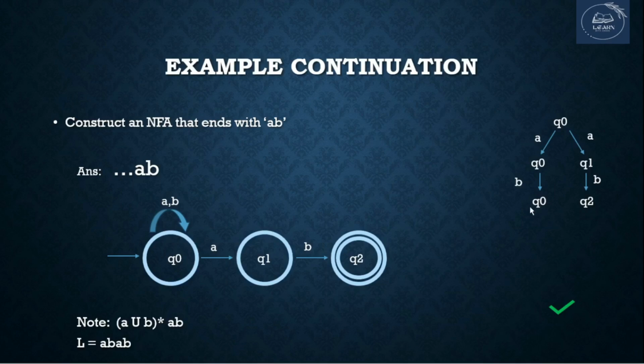So now we are in this level and we have exhausted AB. The next value is A. So transiting with A in Q0 takes me towards both Q0 and Q1.